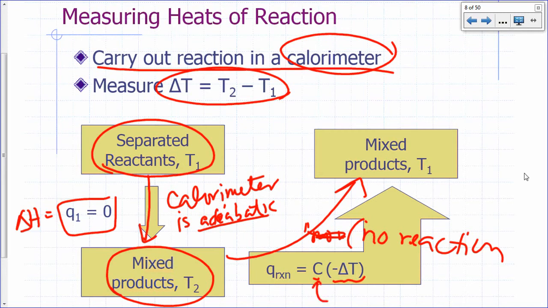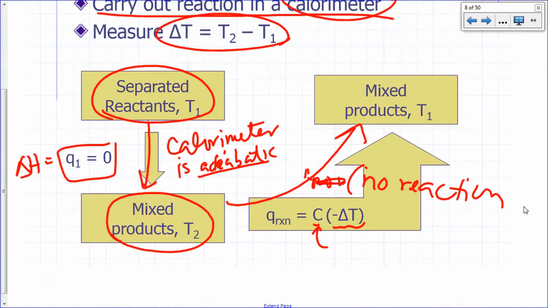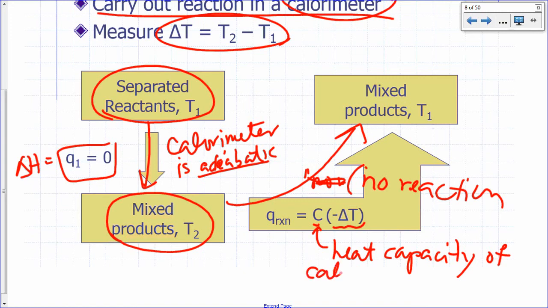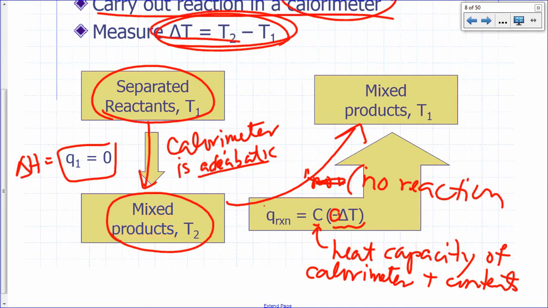What is C? This is going to be the heat capacity of the whole thing, so the heat capacity of your calorimeter and its contents at that point. Why do I put a negative delta T here? Because I'm reversing my temperature change. So this delta T is actually T1 minus T2, the opposite of T2 minus T1.